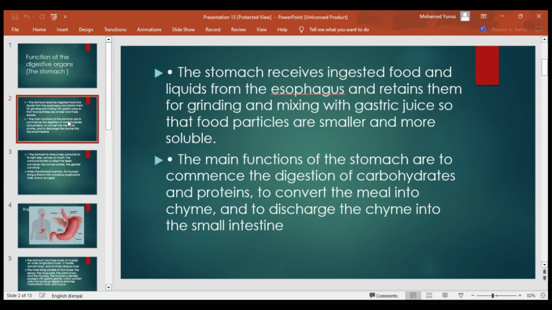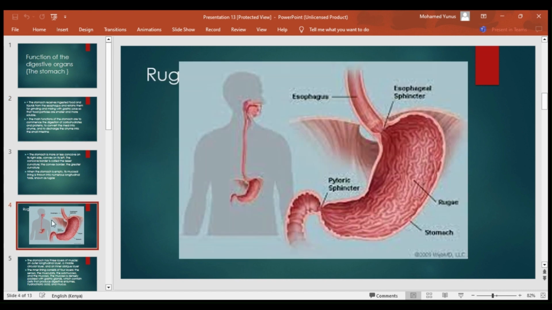The stomach receives ingested food and liquid from the esophagus and retains them for grinding and mixing with gastric juices. We find that in the stomach, that's where we find the gastric juices. So here is where the food that comes through the esophagus arrives. Here is where the mixing with the juices takes place, and we find that the food passes through the esophageal sphincter here, to allow the food inside the stomach.